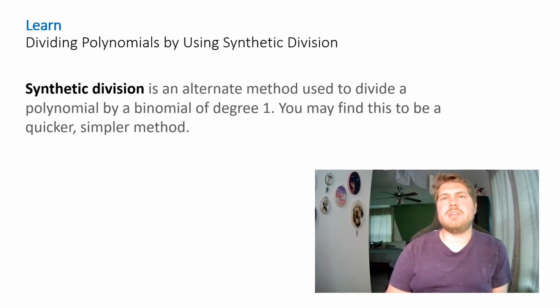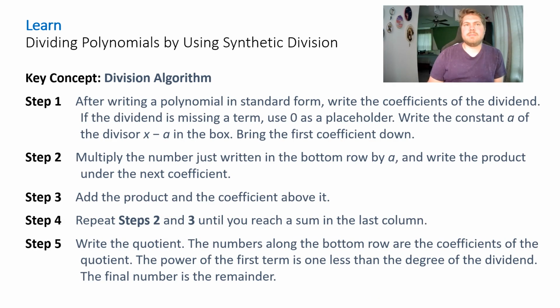So synthetic division is just an alternate method used to divide a polynomial by a binomial of degree 1. You may find this to be a quicker, simpler method, and it is. It's much easier. Here are the steps. So if you want, you can write these down. I'll kind of talk through them, but this looks like a lot of wording, but it's a lot easier than you'd even expect.